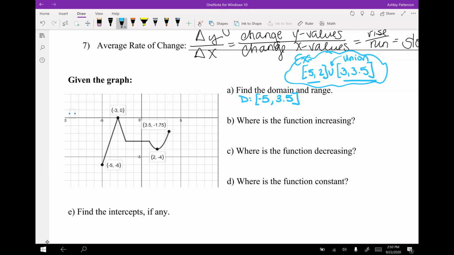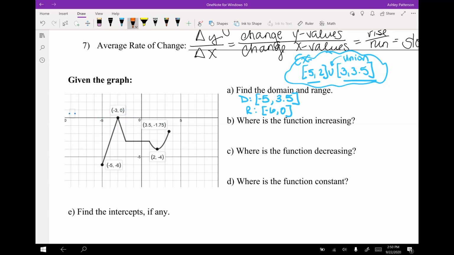That is fantastic. Okay, and the range. Our range, again, smallest to largest. It looks like it is there. It is a closed circle. So I'm going to put bracket for inclusive -6. And looking up, it looks like right here, it goes to 0. So that's the range of this particular function that we're given in graphical form.